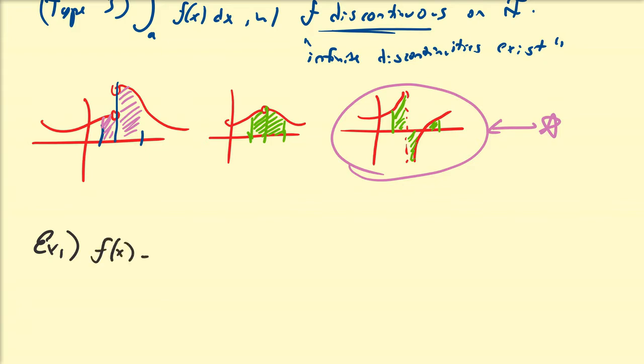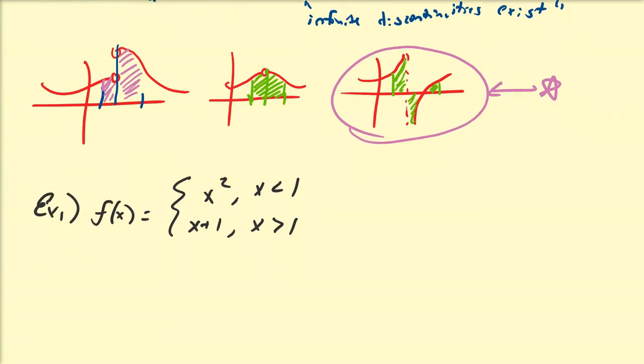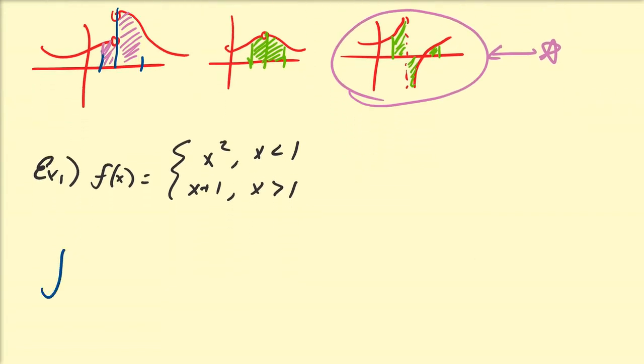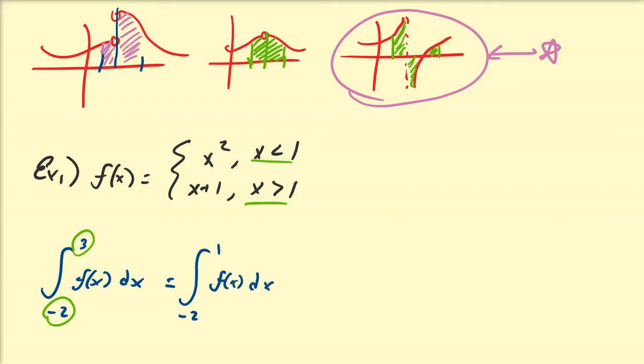So let us assume that f of x is equal to the piecewise function x squared for x less than 1, x plus 1 for x greater than 1. So let us assume we're interested in the integral from -2 to 3 of f of x dx. The first thing to observe is that this integral is from -2 to 3, and this possibly has a jump discontinuity at x equals 1. So what we need to do is integrate this function f of x over the interval -2 to 1, and then add to it the integral from 1 to 3 of f of x dx.